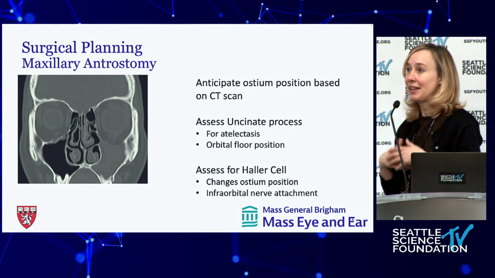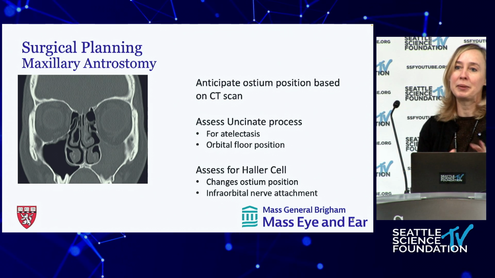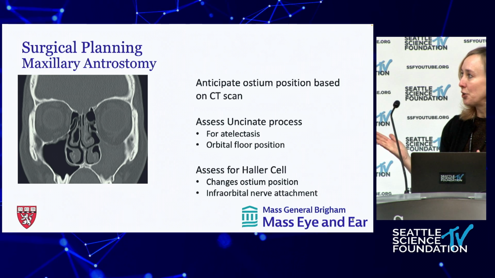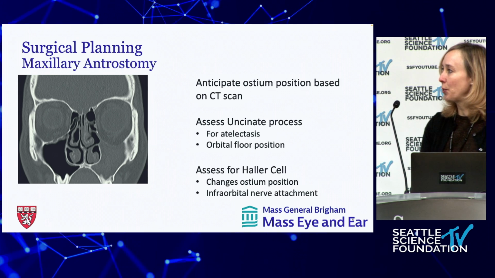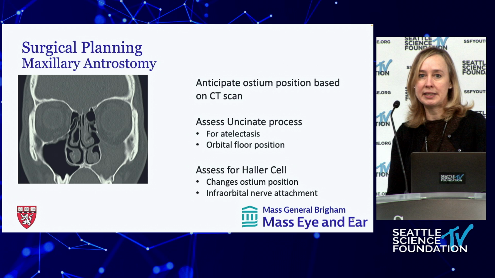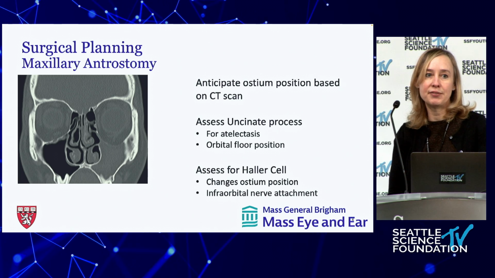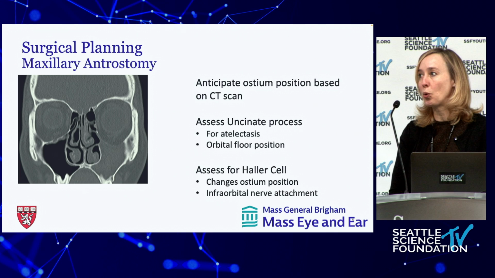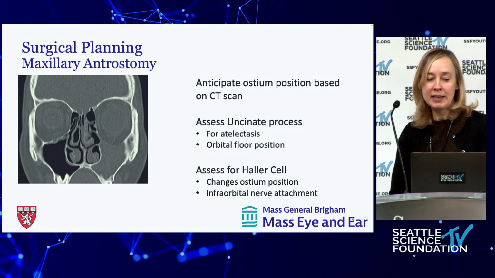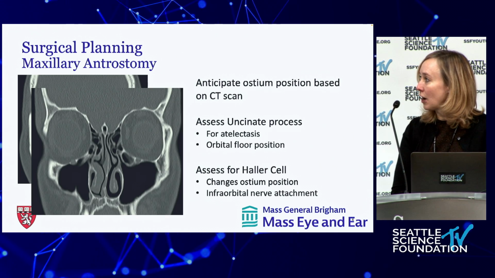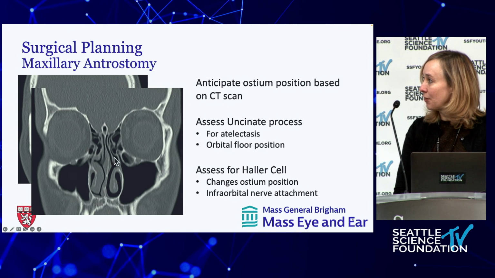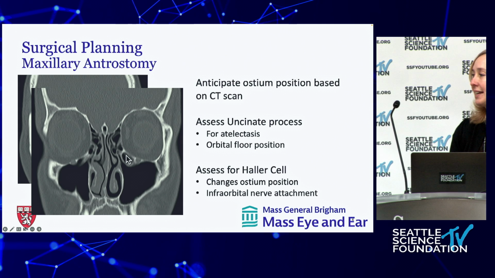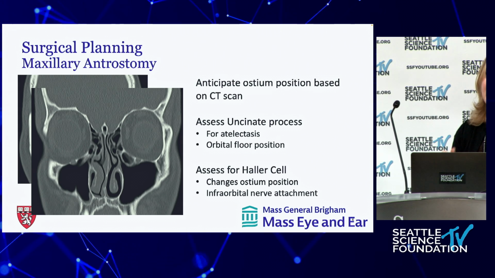And again, a lot of the things that I discussed yesterday, preoperative planning, looking at the actual CAT scan, is really important. I showed this scan yesterday, and I'm going to just show a quick video of a patient with silent sinus syndrome where the uncinate is very atelectatic, because again, that changes the position of the actual orbit when you're doing the antrostomy. Similarly, you want to look for a Haller cell. So in this case, you have a large Haller cell that's going to push the ostium forward and down, and you have to know where that is located.